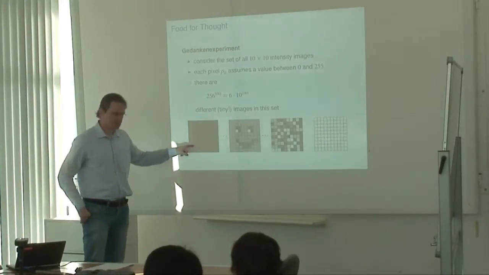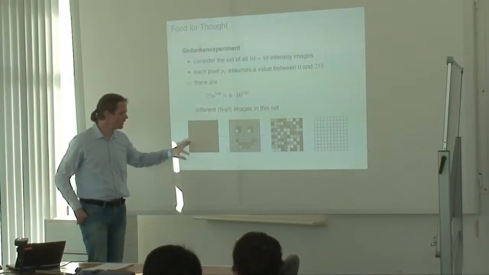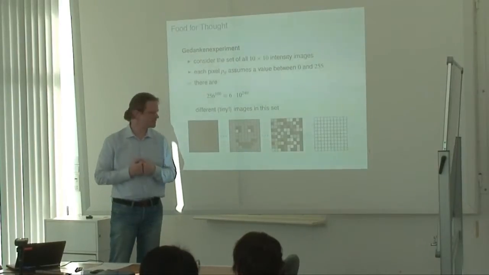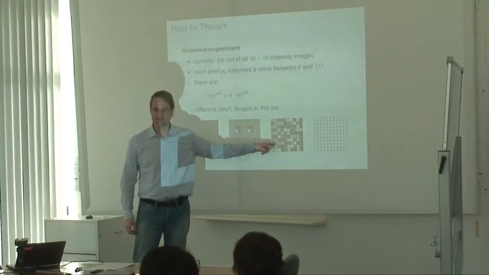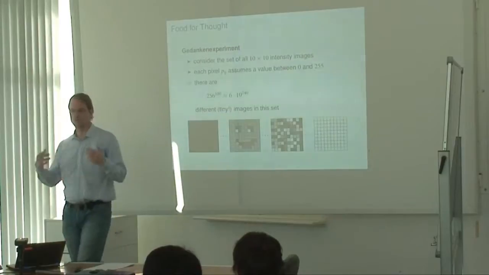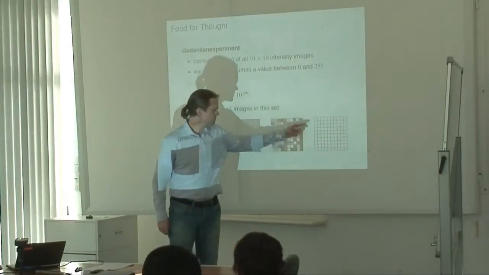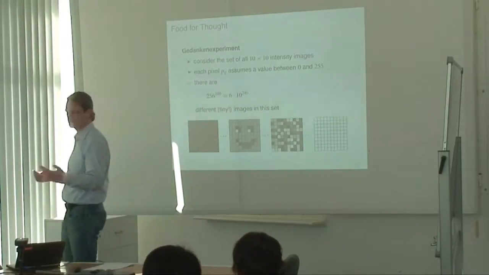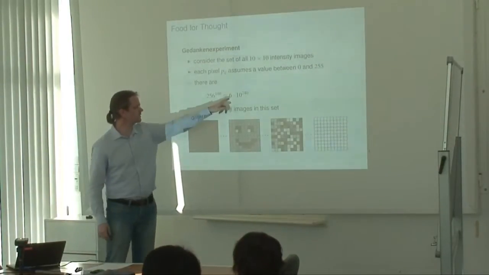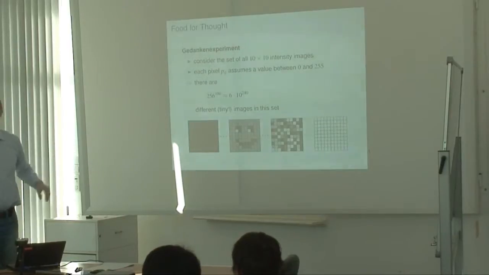One of these images will look like this: every pixel has been set to zero. This is a 10 by 10 black image. Some of them may look like this, sort of a smiley face. We can extract meaning out of that. Some of them will look like this, noise, where each of these 100 pixels has an intensity value between 0 and 255. And then there's also this image, 10 by 10 pixels, where all of the pixels have been set to 255. So what we see here is four examples out of the 6 times 10 to the 240 images of this kind.